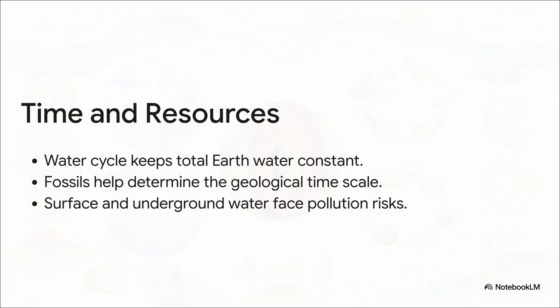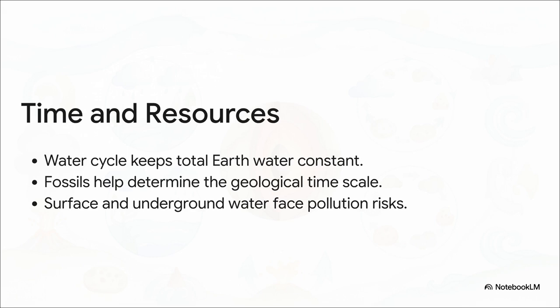Take water, for instance. The constant evaporation and condensation of the water cycle means that the total amount of water on Earth is always constant. It never changes. Meanwhile, those fossils trapped in the layered sedimentary rocks we talked about act like a giant geological timescale. They literally let us determine the age of the Earth and track how life has evolved over millions of years. But here's the catch.